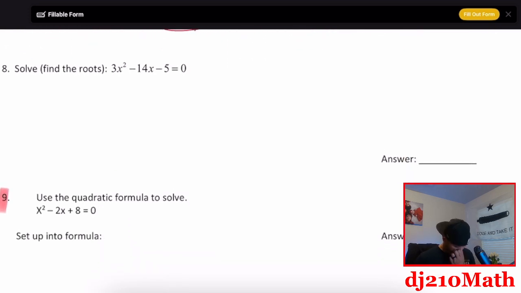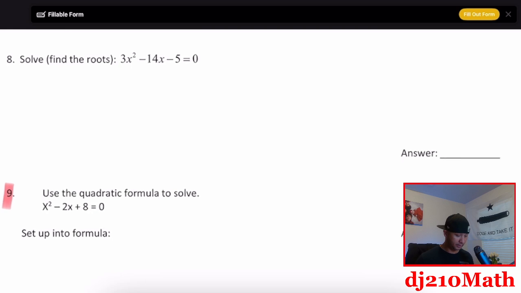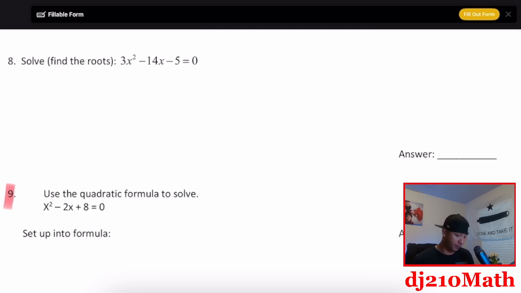Okay. Number 8, find the roots. We're using whatever method we want, right? We can do slide and divide. We can do quadratic formula. Quadratic formula in this case, because the numbers are kind of large, you might run into some multiplication errors. So slide and divide, I think, would be the best.